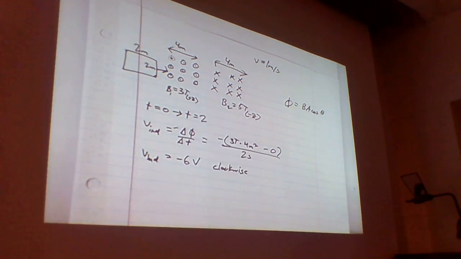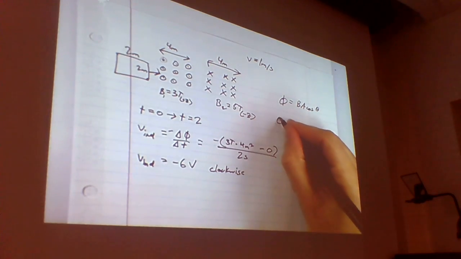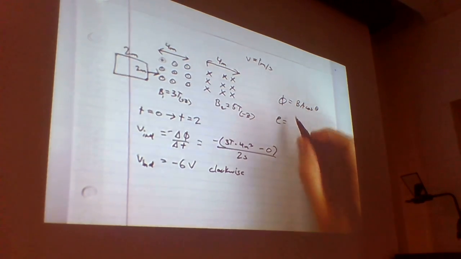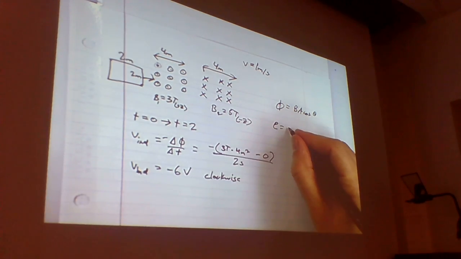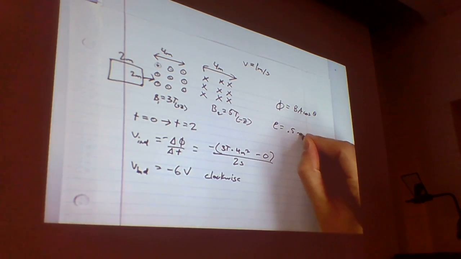Oh yeah, he also needs to give a resistance. So your resistance is going to equal something like 5 million ohms. Yeah, that makes sense. We're just gonna say it's going to be like 0.5 ohms.